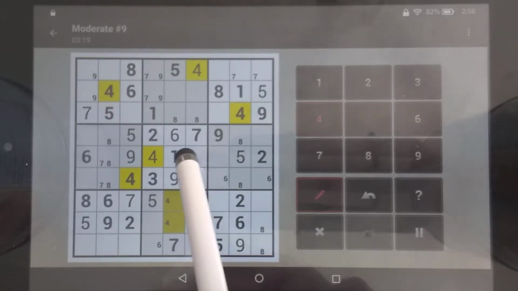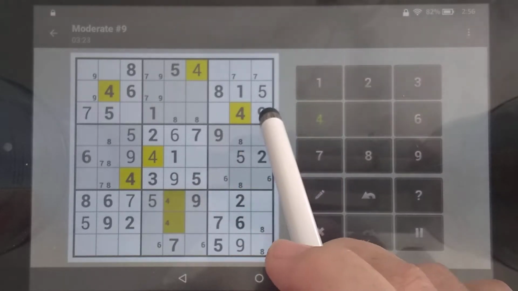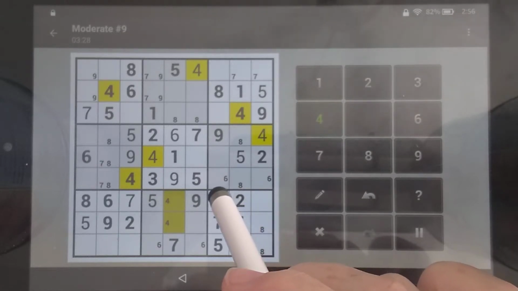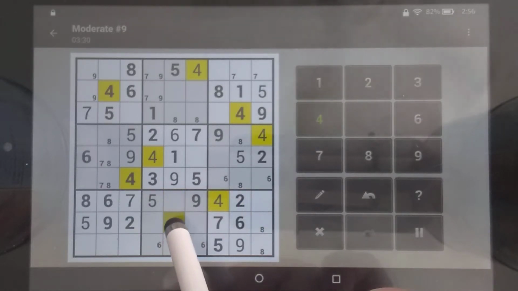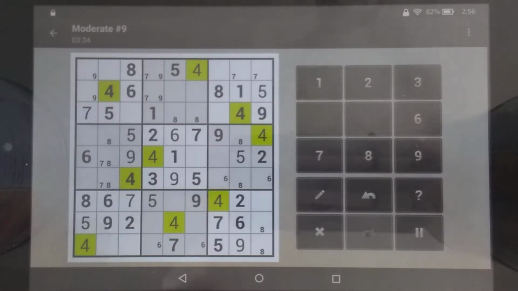And so this 4 has to be right here in that column. Don't know which one, but these two rows are blocked by those two 4s. This column is blocked, so that 4 goes there. Now this column is blocked, so this 4 has to go there, and now we do know where this 4 has to be. And both of these columns are taken, so there's our 4 there.